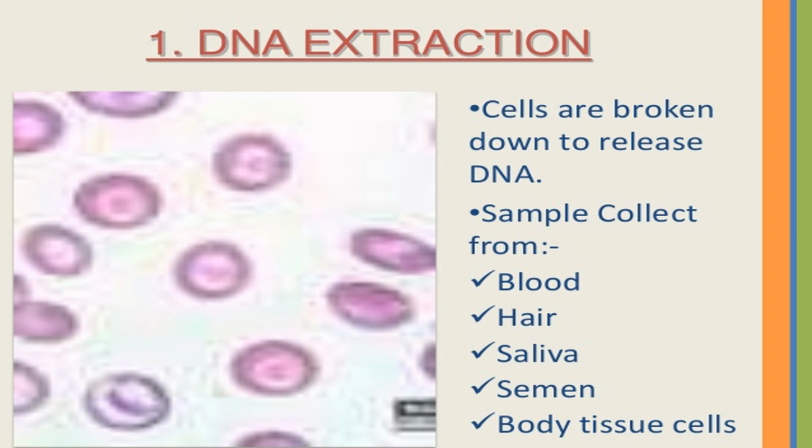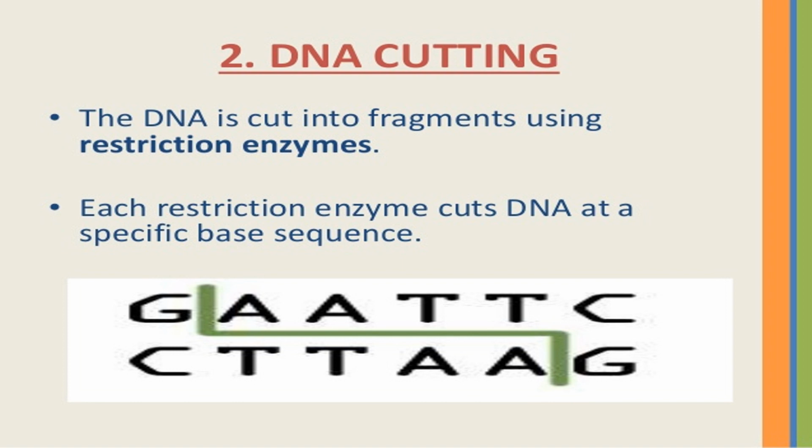Now the DNA extraction method. The cells are broken up and the DNA which is present in the nucleus is isolated. The sample may be blood, hair, saliva, semen or any body tissue which we get from the crime scene, and it can be collected as a sample. After that, the DNA which is isolated should be treated with restriction endonucleases.